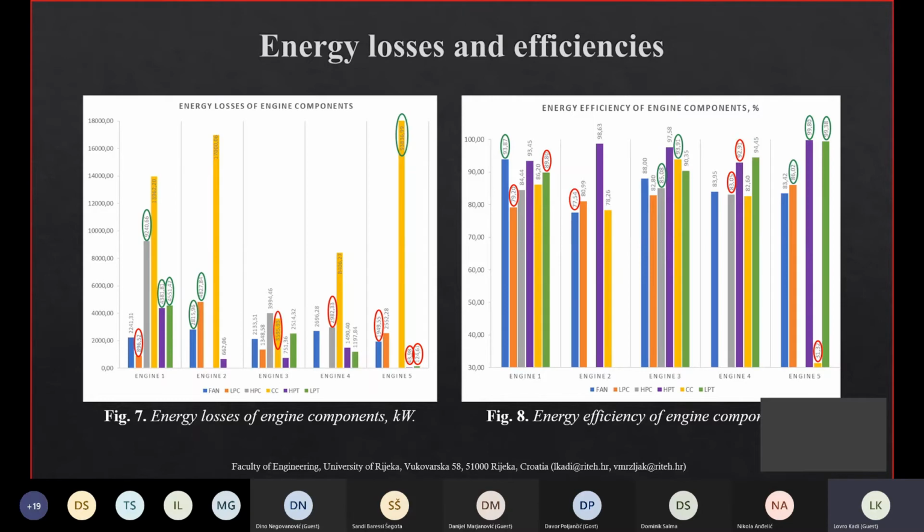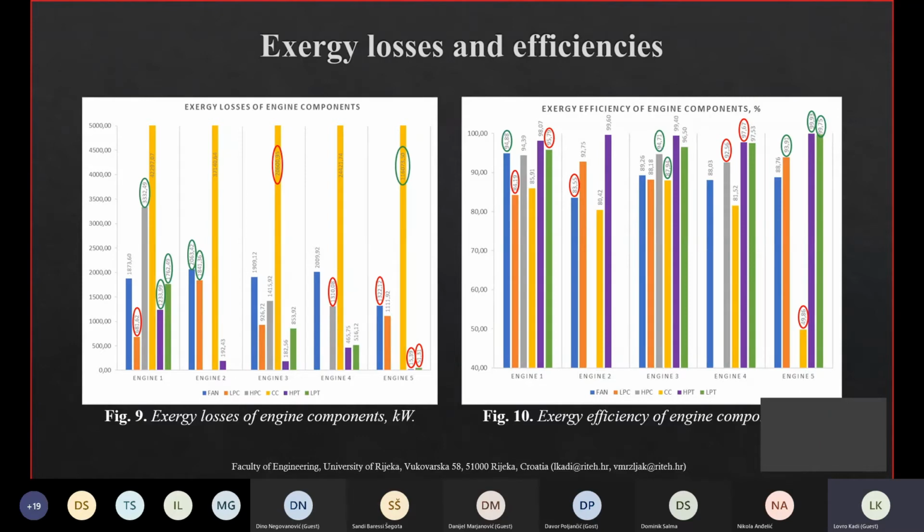Let's move on to combustion chambers. The most energy efficient one was in engine 3, while the least energy efficient one was in engine 5. The most energy efficient high pressure turbine could be found in engine 5, while the least energy efficient high pressure turbine could be found in engine 4. The most energy efficient low pressure turbine was in engine 5, while the least energy efficient low pressure turbine was found in engine 1.